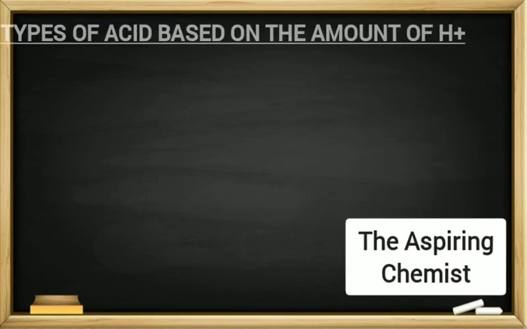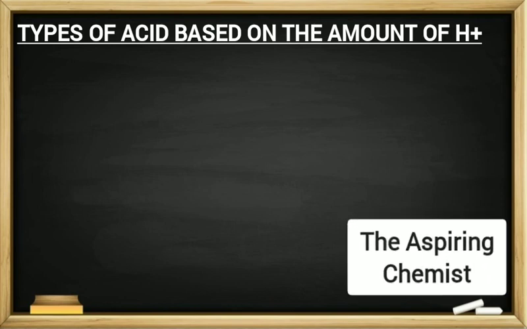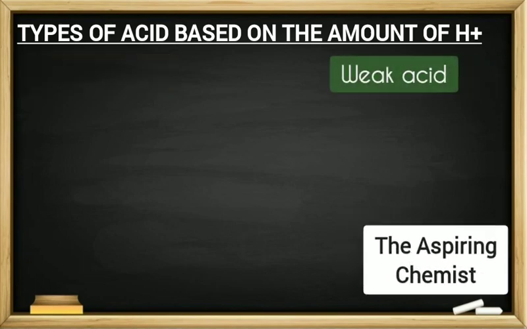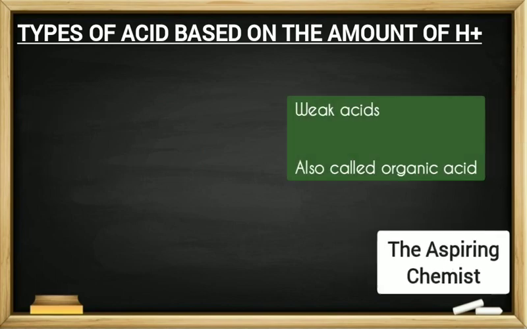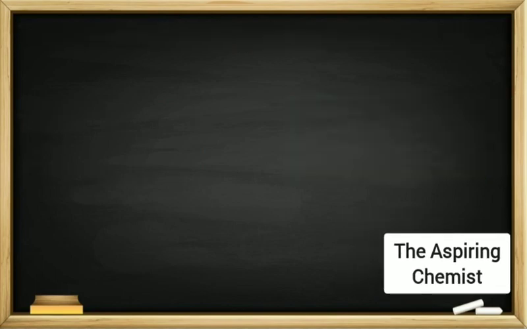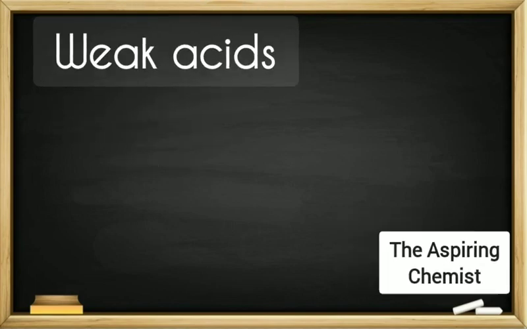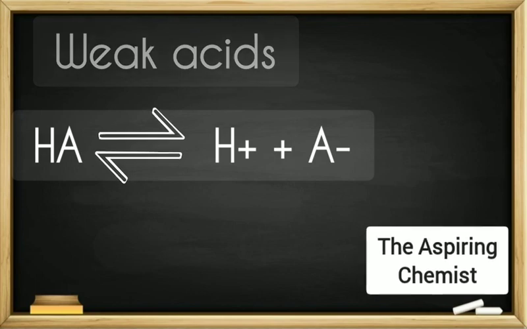So based on the amount of hydrogen ions or protons that are ionized in solution, we have two types of acids, which are strong acids and weak acids. Strong acids are generally inorganic acids, while weak acids are generally organic acids. And in a chemical equation, strong acids are represented by the straight forward moving arrow, while weak acids are represented by reversible arrows, meaning that the reaction could go forward or it could go backward.